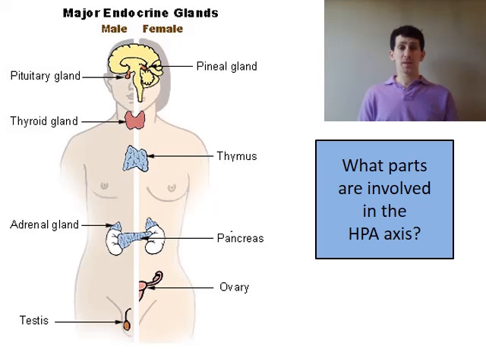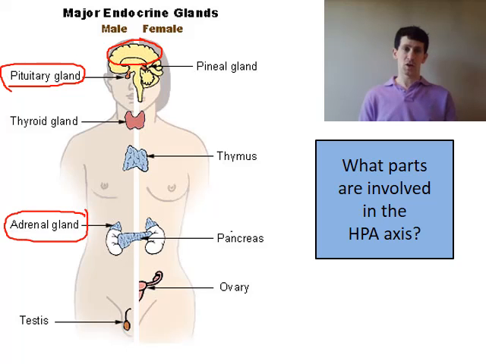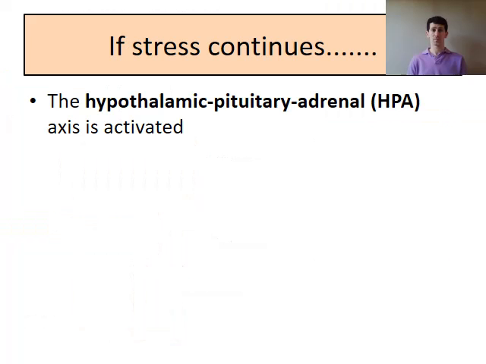So, in the HPA axis, we also have different glands involved. These different letters, H, P, and A, all stand for different things. So the H is part of the hypothalamus found in the brain. The P, we've got the master gland again, the pituitary gland, and A, our adrenal gland. So the pituitary and adrenal gland you should be recognizing are those key glands involved in the stress response.